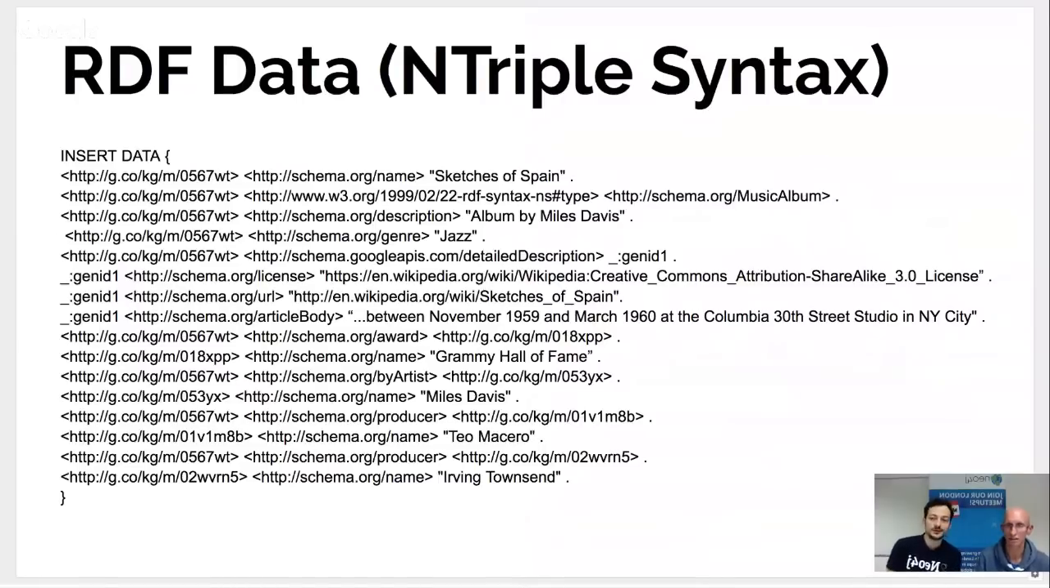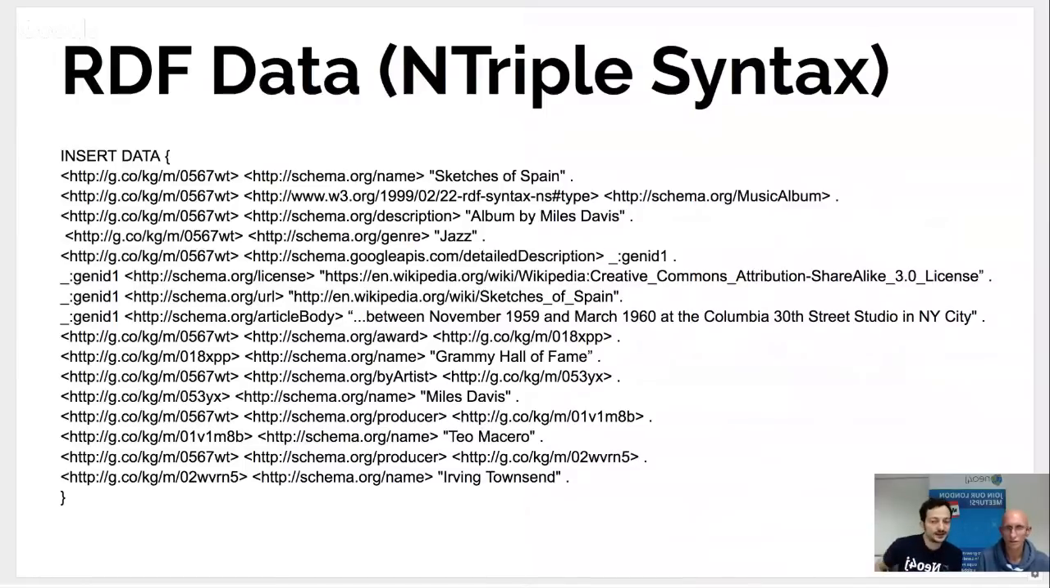So if you see here, the first statement, we're talking about this resource. This resource is the unique identifier in the knowledge graph of this album by Miles Davis. So we're going to be saying many things about it, which is why it's the subject of many statements. The first thing we say about it is that it has a name, and the name is Sketches of Spain. Now, you don't want to just say the name of this album is that, but rather name according to that particular vocabulary. So it's kind of a way of being specific.